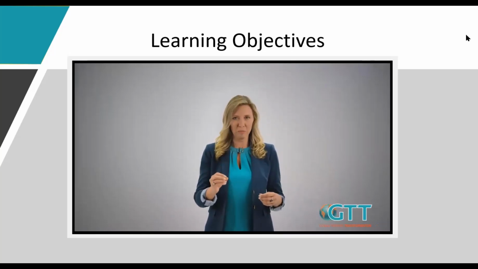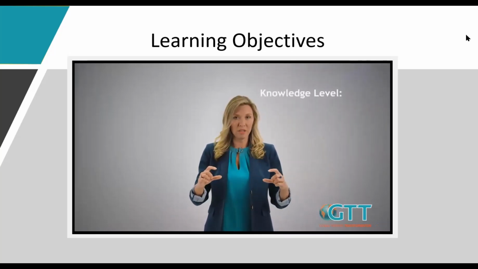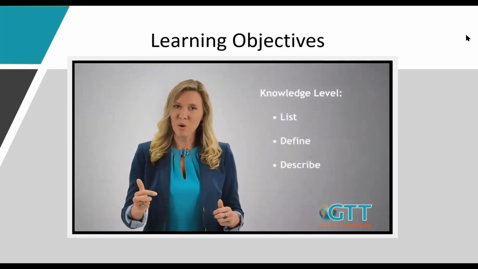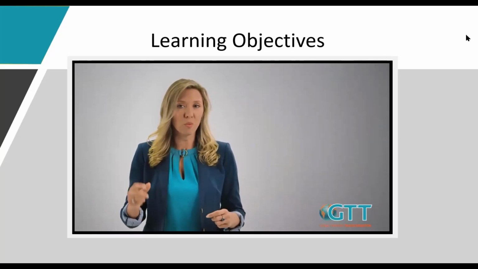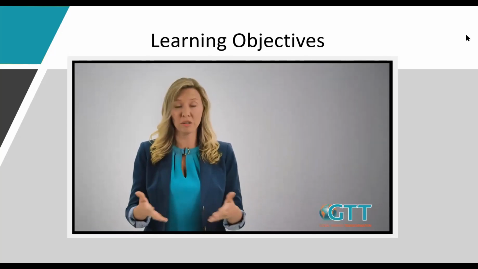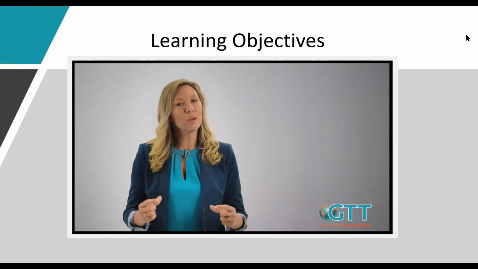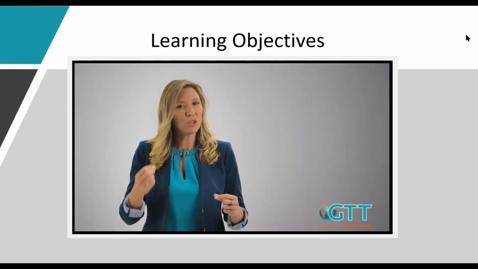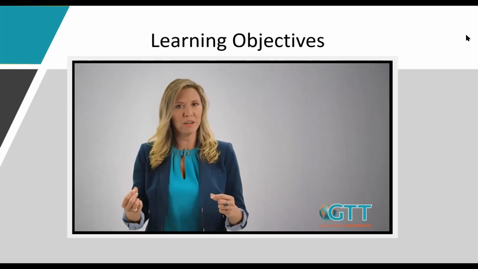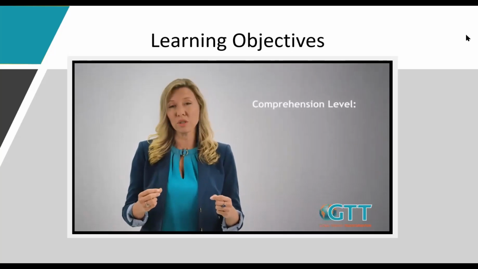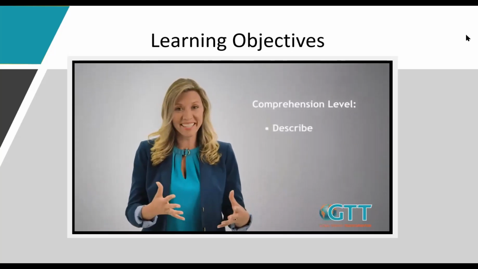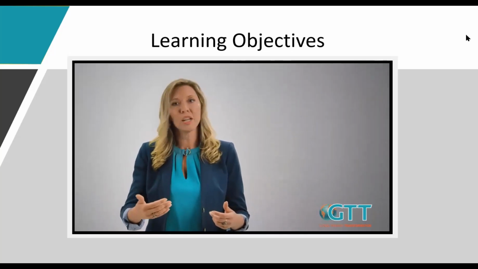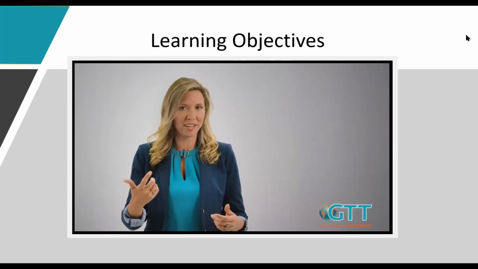So when we create learning objectives at the knowledge level, you want to use words like list, define, describe, or state. And you'll notice that we use a lot of these words in our learning objectives for this program. When you move up and you want people to understand or comprehend something, be able to do something and understand it a little deeper, you're going to write learning objectives that use the terms describe, discuss, summarize key concepts. We're asking people then at that point to not just know something, but to internalize it.